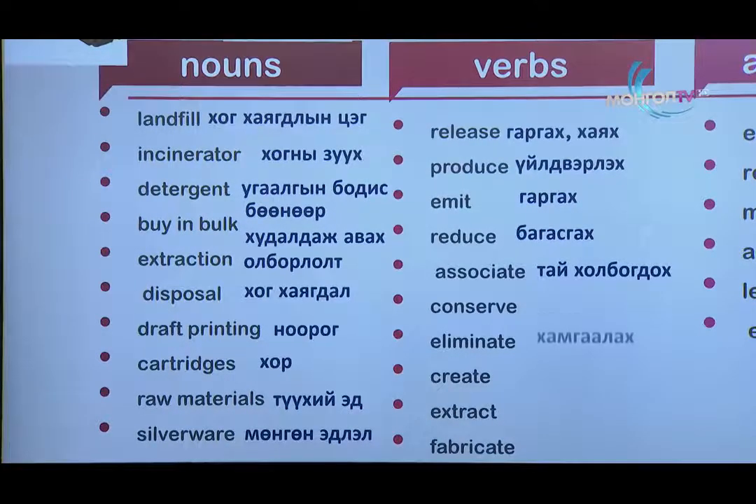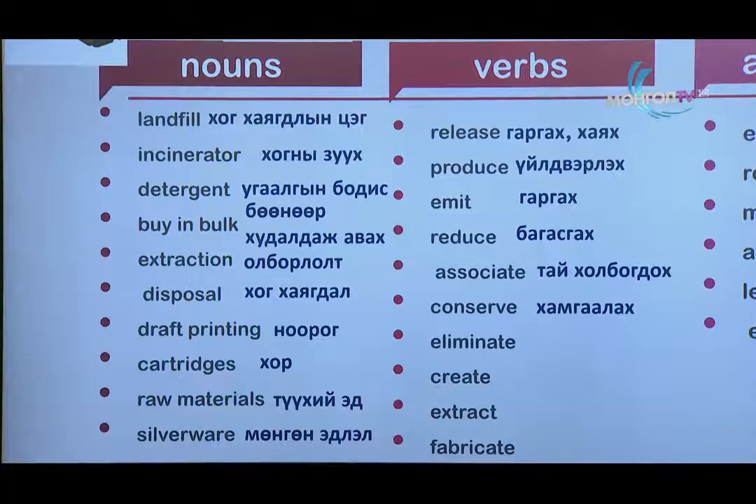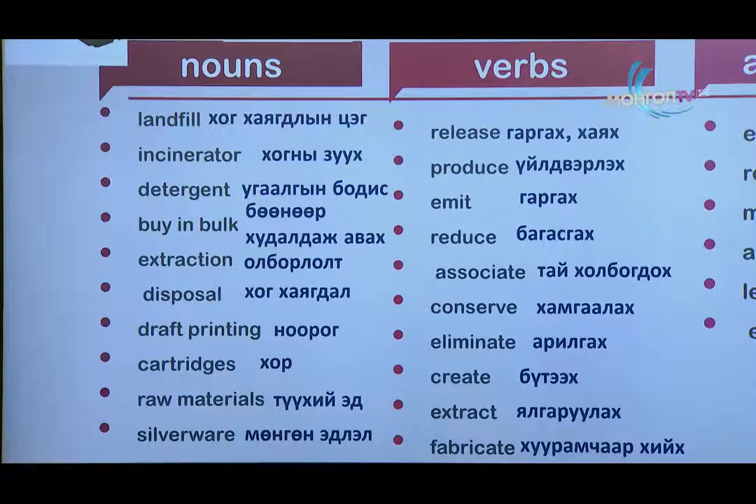Conserve. Eliminate. Create. Look at that word, because of the different spelling and pronunciation. Create. Extract. Fabricate. Let's go on to adjectives.